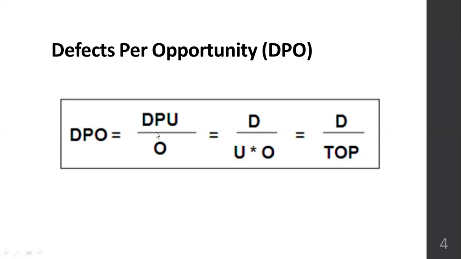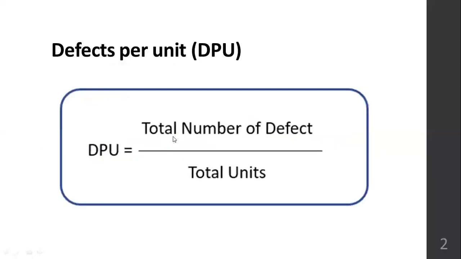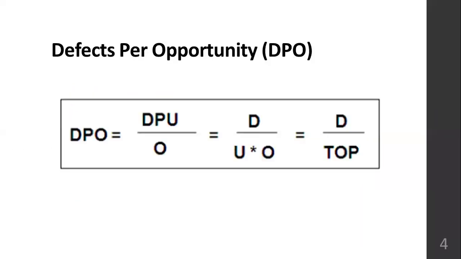Or you can use DPU divided by opportunities as well. DPU is the first formula that we have discussed. So whatever answer you get here in DPU, take that as a numerator and the total opportunities that you have found where potential of error is there, if you put that in the denominator, again, you will get the same answer. Okay, defects per opportunity can be found out.